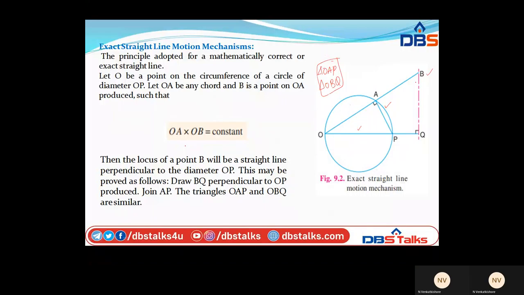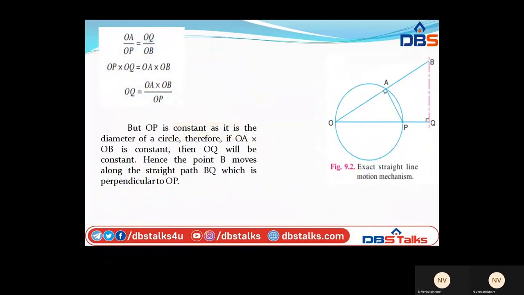OA into OB is to be always constant. So that is what we need to satisfy. Then coming to the procedure, when we come to the picture, here the triangle OAP equals triangle BO. Suppose these two are the triangles where the angle is 90 degrees. See here, OAP or BO, they have the 90 degrees angle. So these two are similar triangles.